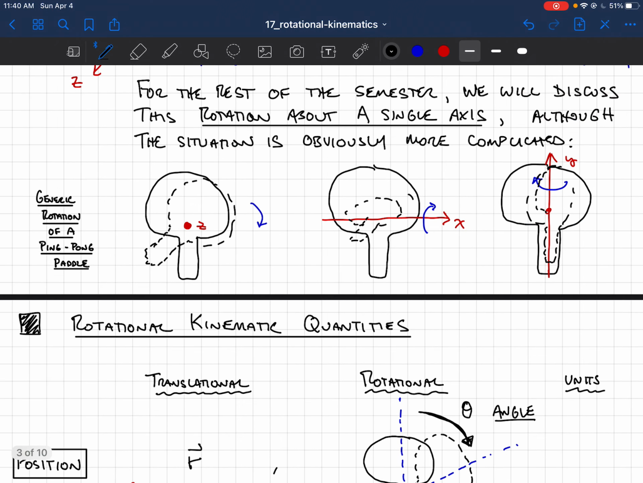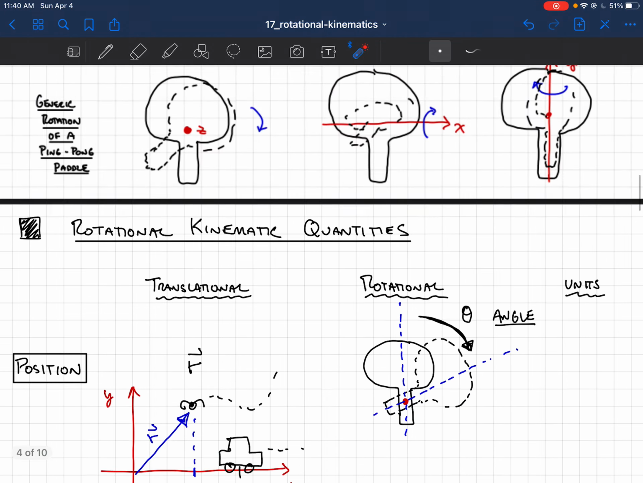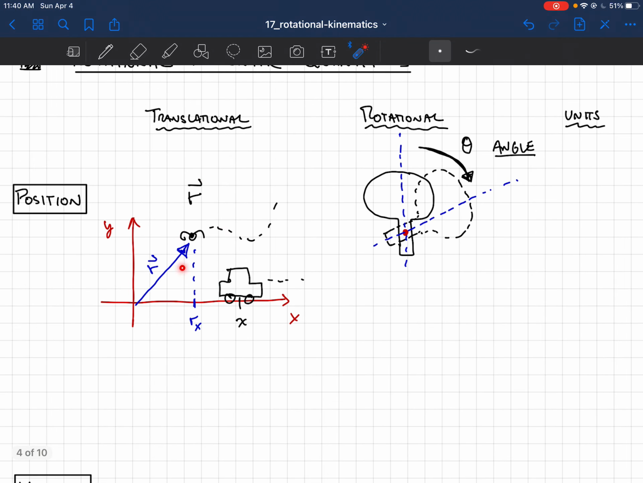You can imagine that if we had these more complicated things, there would be an angle for the z-axis, an angle for the x-axis, and an angle for the y-axis, and that's why things start to get very complicated quickly. Just like there's a position of the bird in two-dimensional space, you could do the same thing. But we're not going to do that. We're only going to look at a single angle, which is the rotation about the z-axis. So let me just remind you, this is the axis of rotation.